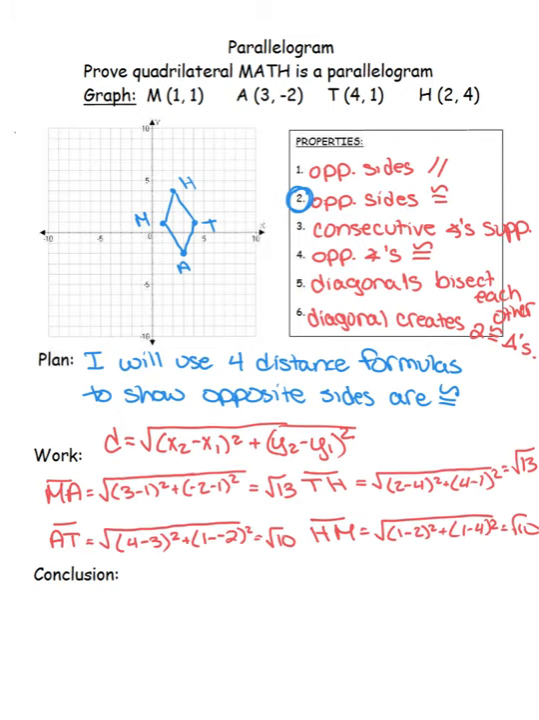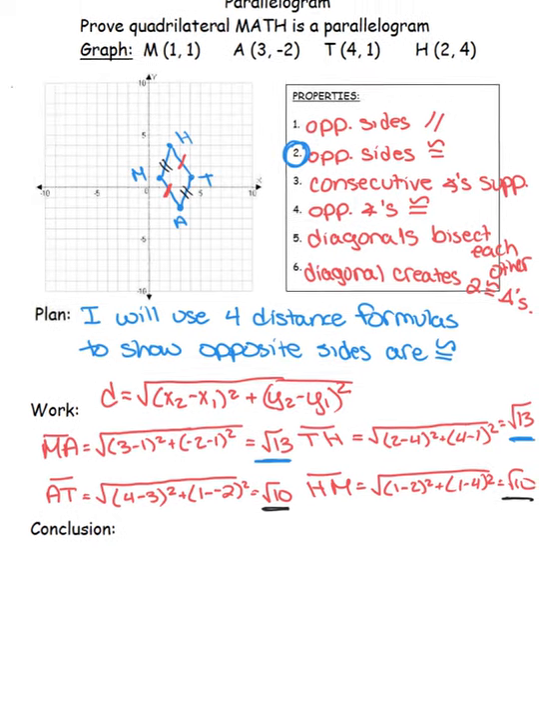Hit pause. Okay, so now I did the 4 distance formulas, and if you notice, MA is radical 13, and TH is radical 13. That means, if I look at my graph, this side is equal to this side. I also noticed that AT is radical 10, and HM is radical 10. So AT and HM are the same length. That shows me the opposite sides are congruent. So now I proved that MATH is a parallelogram. So the only thing left is to write a conclusion.